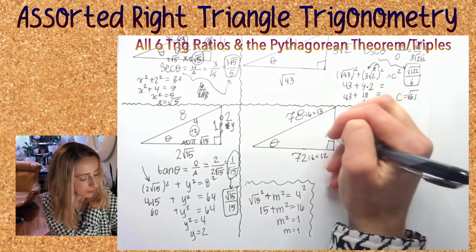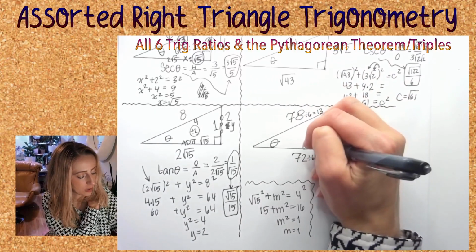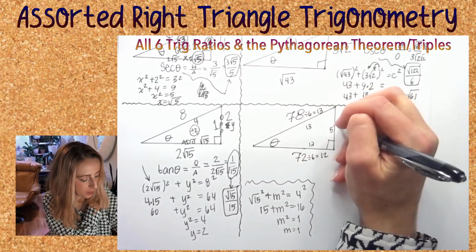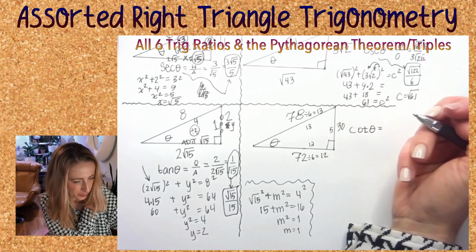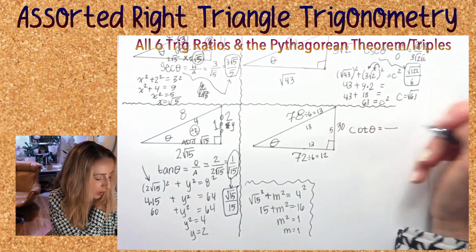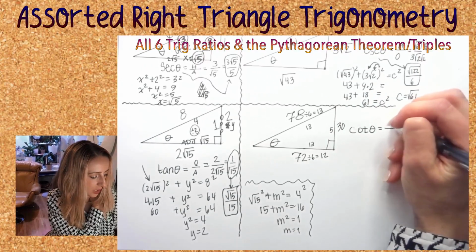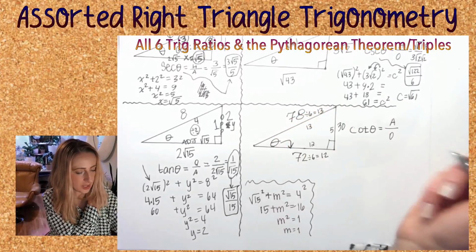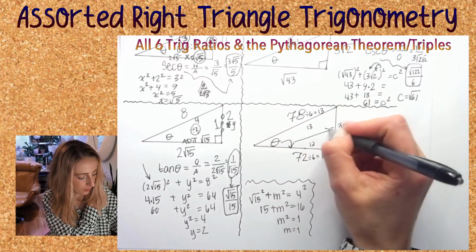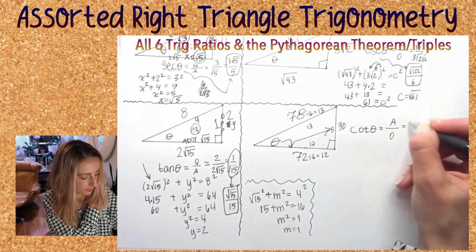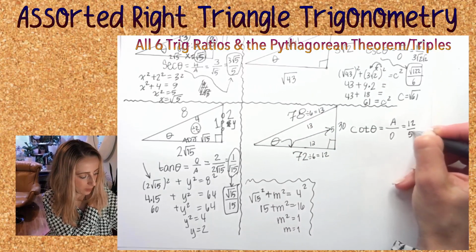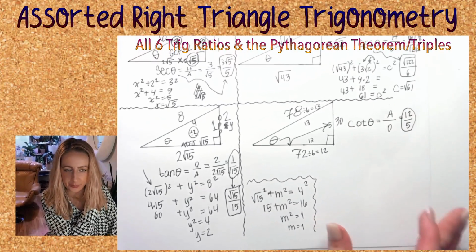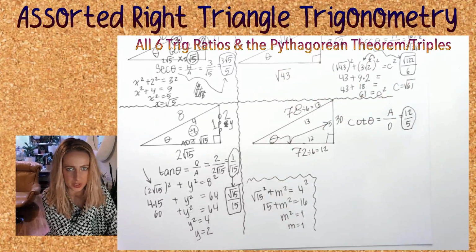So what does that tell me? 5, 12, 13. Could I scale the 5 back up and make this side 30? I could, but you don't really need to. We need cotangent. That's going to be adjacent over opposite. Here's theta. Adjacent over opposite. 12 over 5. And that's it. You're done. You don't need to ever do Pythagorean theorem with this 72 and 78.